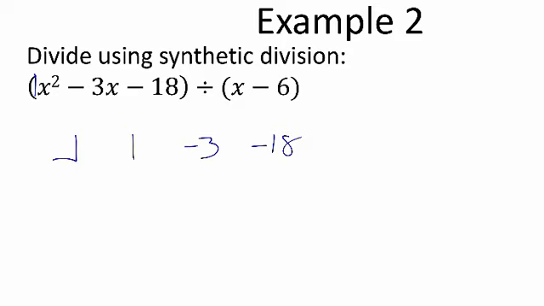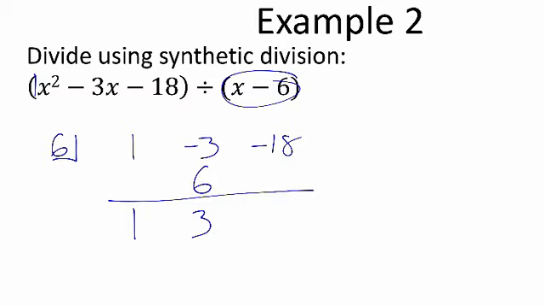And in the box in the upper left here, we're going to put the 0 of our divisor, so we're going to put positive 6. Draw the line, drop that first number down. We're going to take that 1, multiply by the 6 in the upper left box, and we're going to put it right there. So 1 times 6 is 6. Now we have negative 3 plus 6, which gives us positive 3. And we're going to take that 3 and multiply it by the 6 again up here, and we're going to get positive 18. And we're going to add negative 18 plus positive 18, we get 0. We get a remainder of 0.